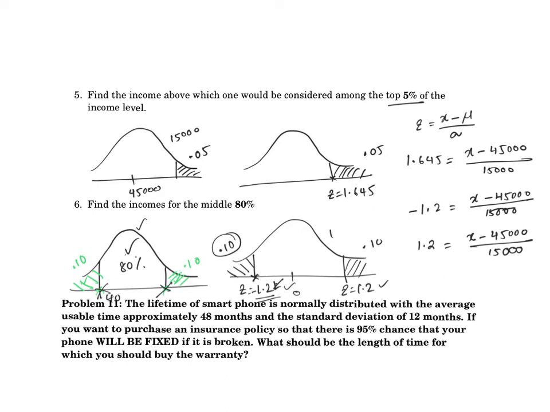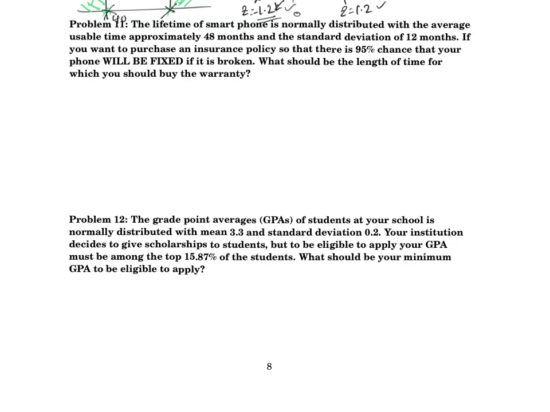Now the next problem is kind of like an application of normal distribution. So let's go ahead and work on that. In this one, the lifetime of a smartphone is normally distributed with an average usable lifetime of 48 months and standard deviation 12 months. If you want to purchase an insurance policy so that there is a 95% chance that your phone will be fixed if it is broken, what should be the length of time?